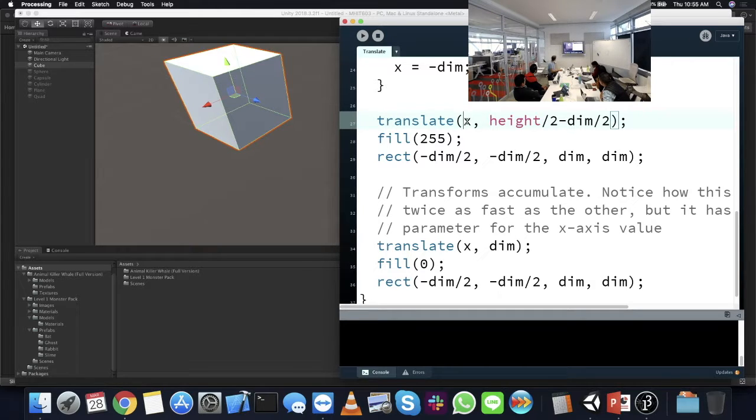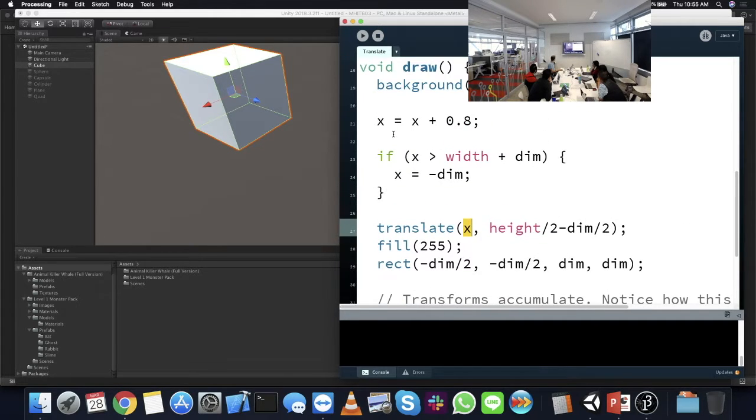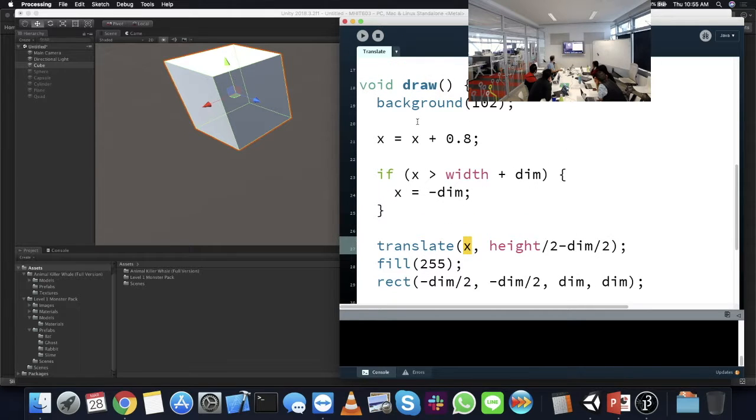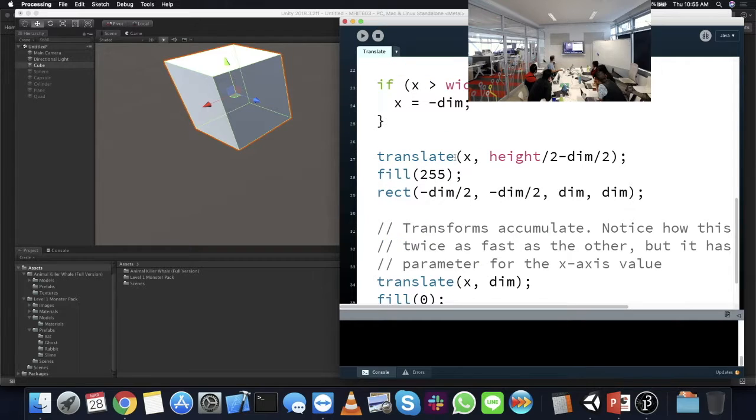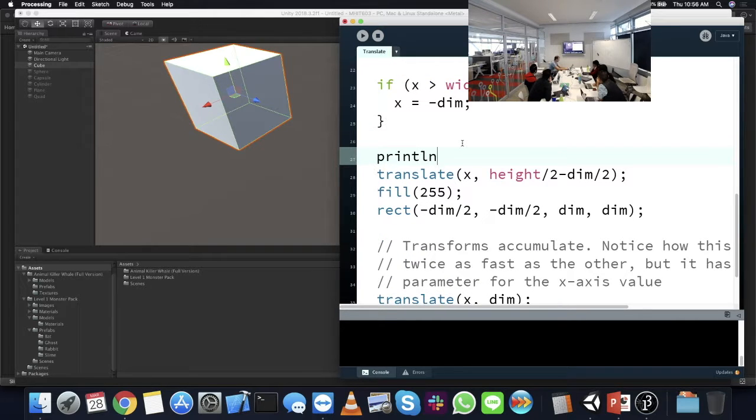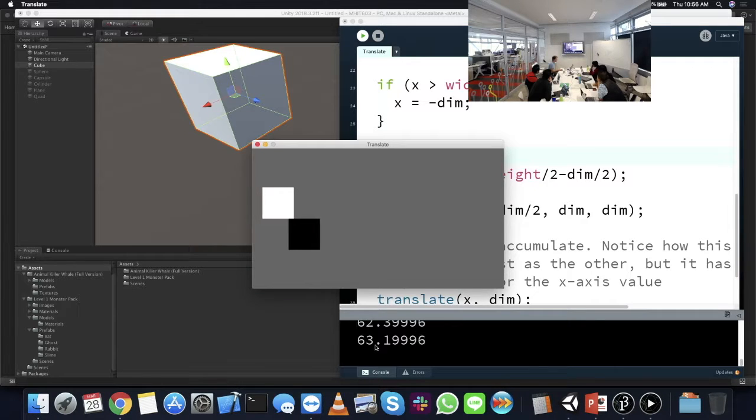So the first one, we translate by x, and we translate by height divided by 2 minus dimension divided by 2. So basically, this part's just putting it roughly in the middle of the screen. And x is a value which just increases by 0.8 per draw call. So the value of x, if we just print that out, will just gradually increase as it goes.